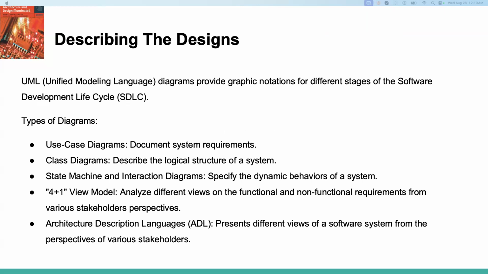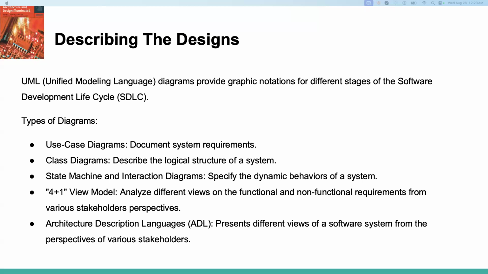Let's talk about UML diagrams, the visual superheroes of software design. They provide graphic notations that help us see and understand different stages of the software development lifecycle. Here are some key types of diagram. Use case diagrams are like the wish list of the system. They document what users need and how the system should behave to meet those needs. Class diagrams: think of these as the blueprints of the system's structure. They lay out the logical relationships and structures between different elements.